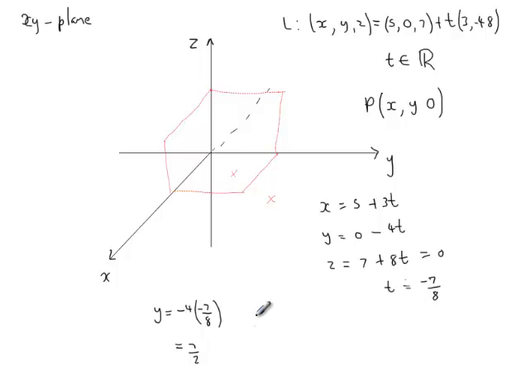And then for x, x equals 5 plus minus 21 over 8, which is equal to 40 over 8 minus 21 over 8. What is that? 19 over 8.